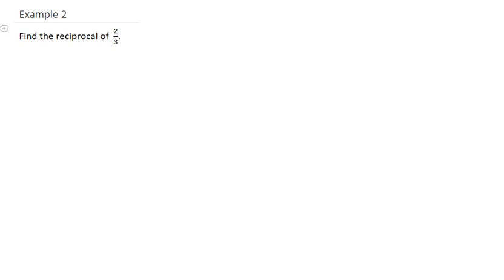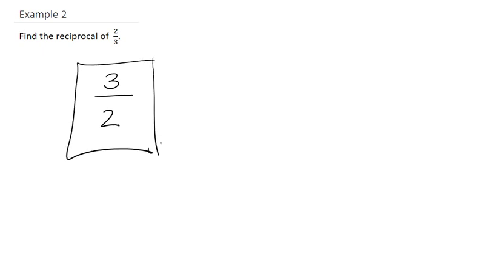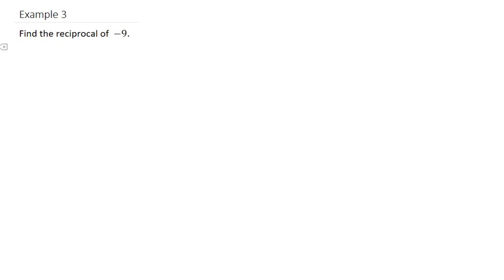Example 2. Find the reciprocal of 2/3. So we just flip it. The 3 is now on the top and the 2 is on the bottom, our denominator. And this would be our solution. Now let's do another example.